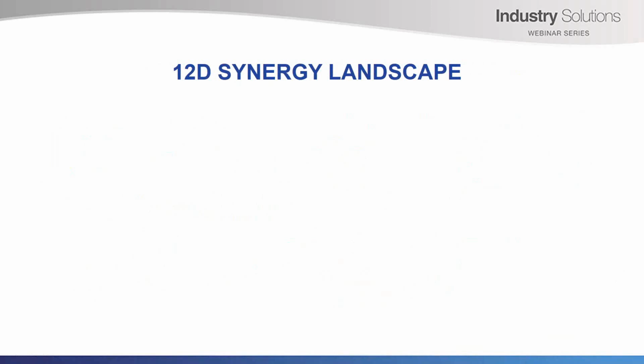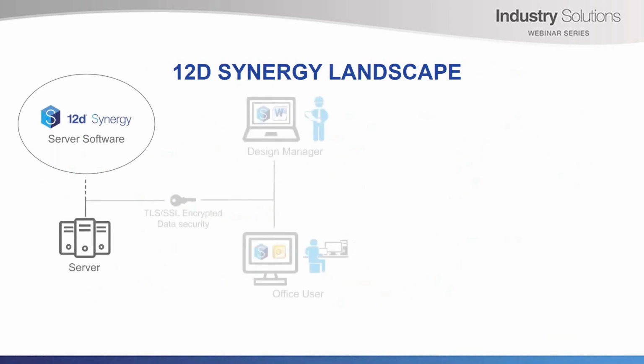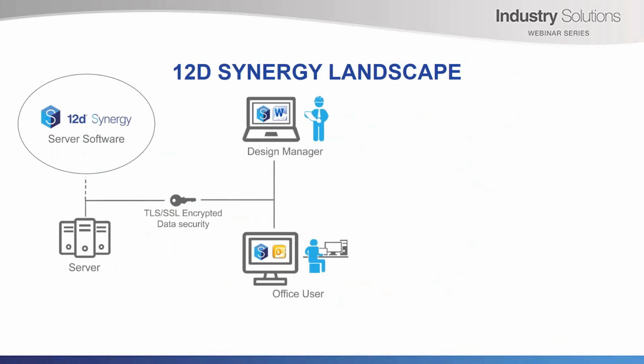I want to take you through the current 12D Synergy landscape so you can understand how it all fits together. With 12D Synergy, you have a software server that you install on your own premises or in the cloud if you have cloud-based infrastructure already. Within your office, you have a number of different users who can access that server. They might be doing it from plugins within 12D Model, Microsoft Word, Outlook, or the 12D Synergy client itself. It's important to note that the data is encrypted. Security is our number one priority, so everything you send and receive is protected.